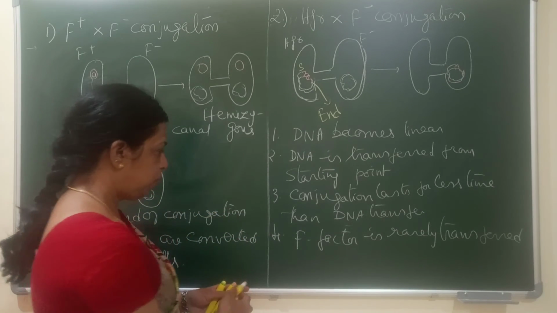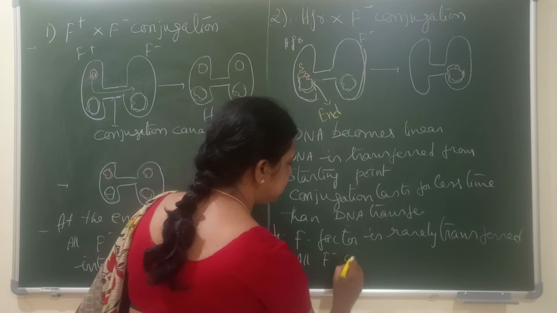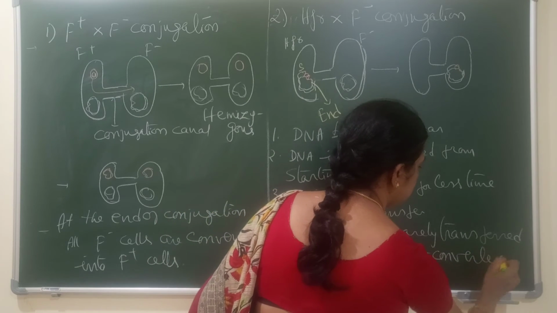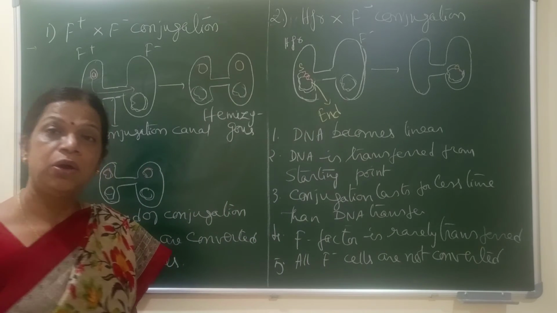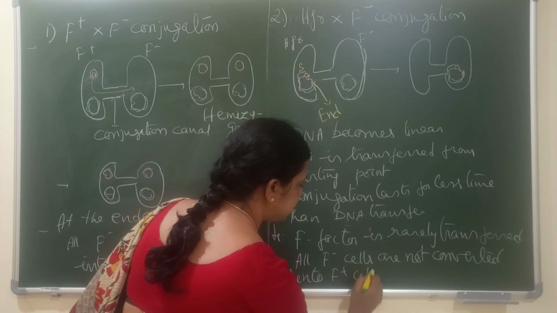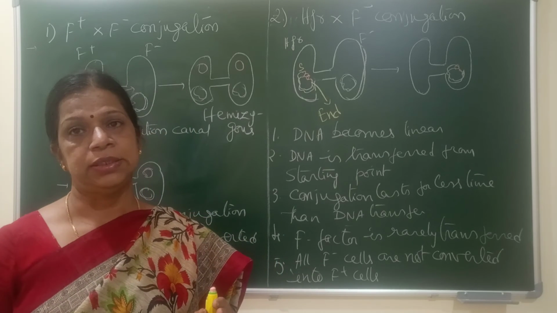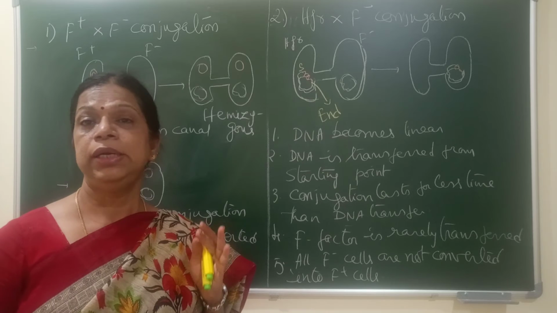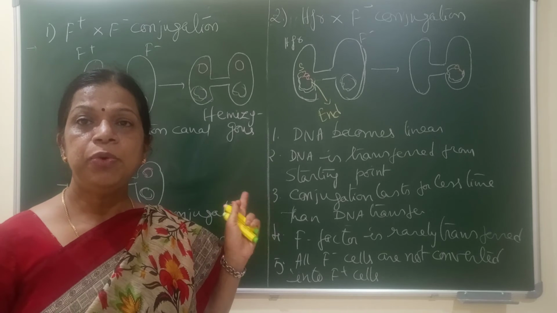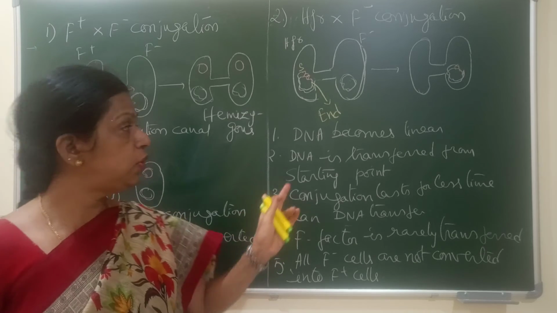So in the end, what can we write: all F minus cells are not converted into F plus cells. But they receive some DNA, some genetic material from the donor cell. And this type of conjugation is called a true conjugation, because there is actually transfer of DNA taking place.